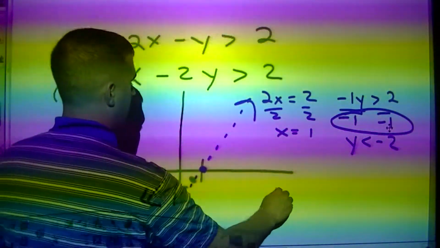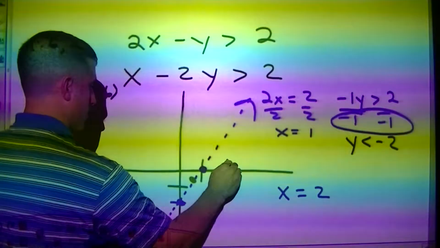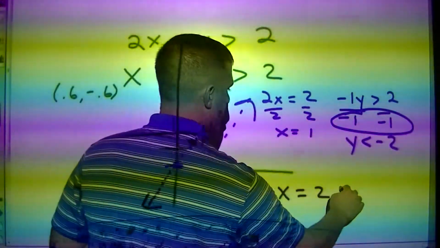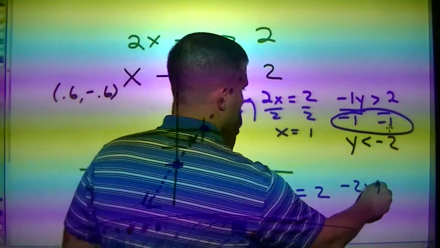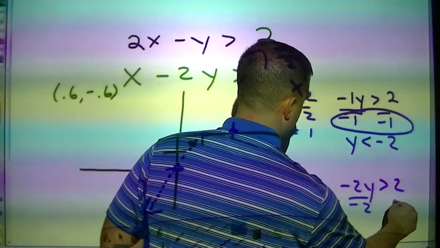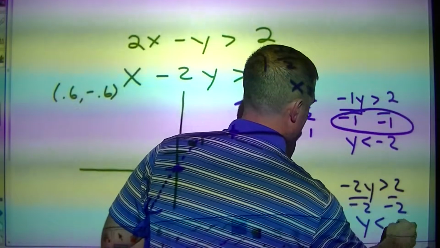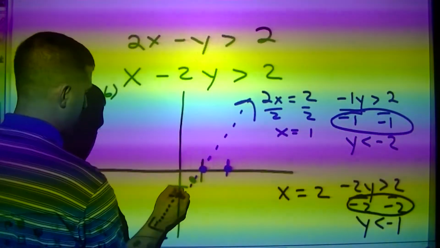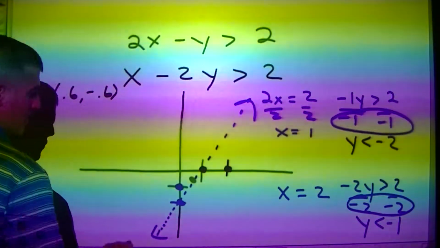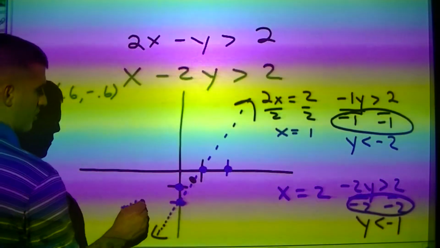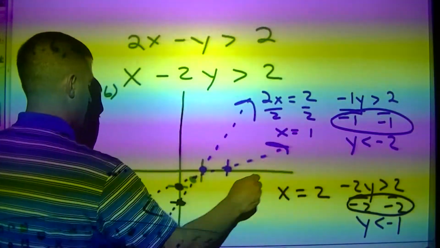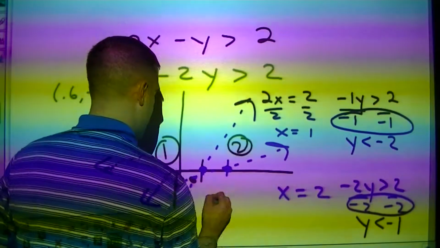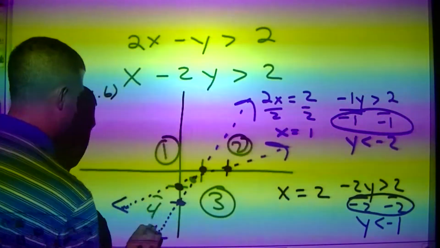Now this other one, I got x equals 2. Then I got negative 2y is greater than 2. Divide by negative 2, I get y is less than negative 1, because that was a negative there. So that's going to be here. So what I have is something that goes right through those points. Now, I've got region 1, big region there, small one there, big one there, small one there.